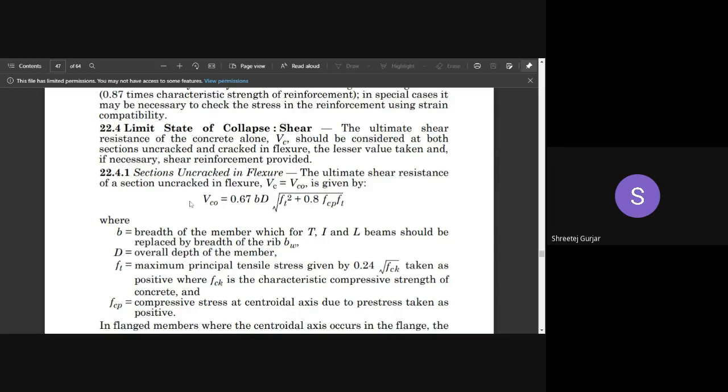So we have understood the formula for calculating the ultimate shear resistance of concrete in the uncracked situation, that is, in flexure. This is the formula which you have to use from your code book.